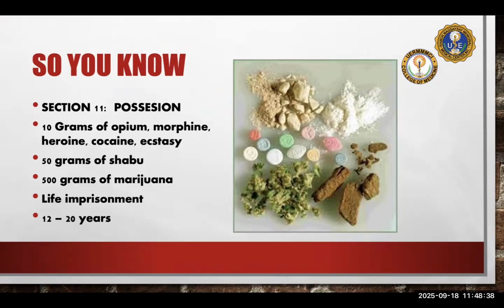The reason I said that this is drug pushing is because no drug user will be caught with 500 grams of marijuana or 50 grams of shabu. 50 grams of shabu is roughly about 340,000 pesos, while 500 grams of marijuana is about 600,000 pesos.